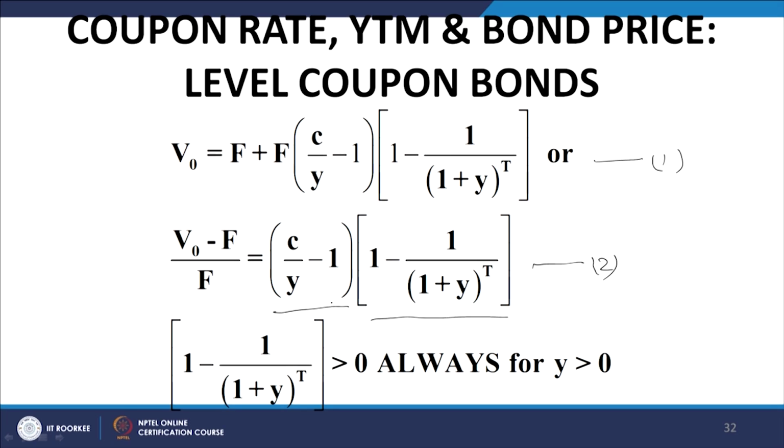What does this mean? It means that if c is greater than y, that is the coupon rate is greater than the yield to maturity, the bond will trade at a premium, V 0 will be greater than f, and if c is less than y, then the bond will quote at a discount, V 0 will be less than f. And of course, if c is equal to y, then the right hand side becomes 0, and therefore V 0 will be equal to f, or the bond will be quoting at par. So, this is a very important inference again, that depending on the relationship of the coupon rate and the YTM, we can arrive at whether the bond should technically quote at a premium, a par or a discount.